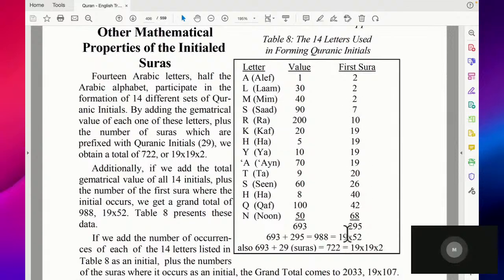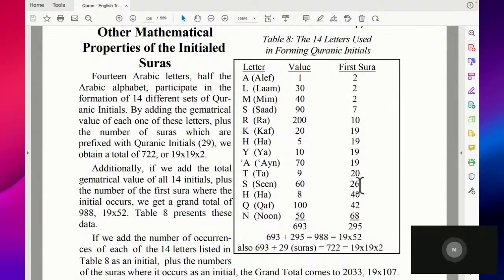Now the total of these surahs becomes 295. And if you add 693, which was the abjad value or the geometrical value of these letters, plus the first surah where they have occurred, you would get a number which is also a multiple of 19, 988, or 19 times 52.